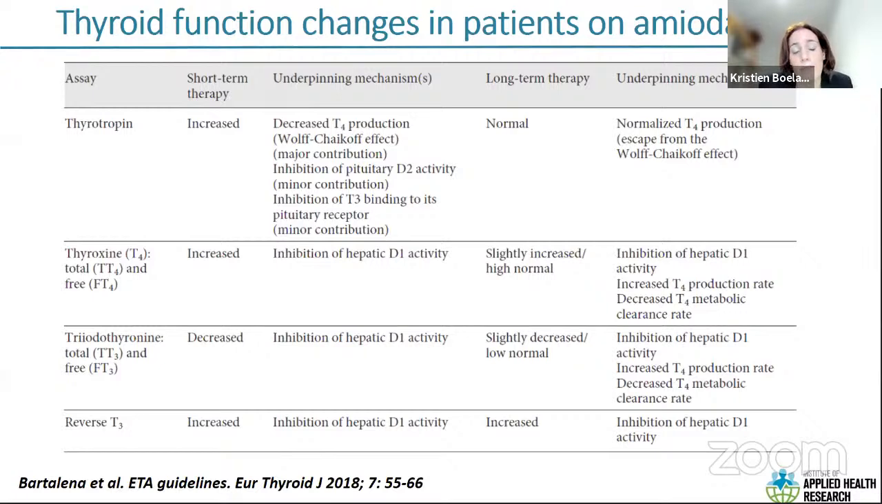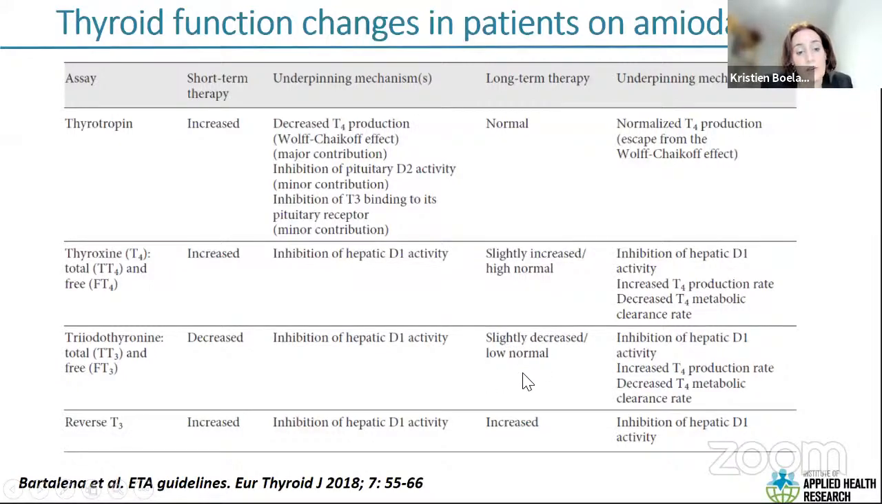So most patients who are on amiodarone will have to some degree, at least initially, some thyroid function abnormalities. That does not mean that they have amiodarone-induced thyroid dysfunction. So often initially, thyrotropin or TSH will increase, T4 will also increase, and T3 will decrease, mainly by inhibition of the iodinase enzymes. Of course, reverse T3 is not something that we generally use in clinical practice. With longer-term therapy, often thyrotropin is normal. T4 can be slightly increased, as can reverse T3, and T3 will be slightly decreased.